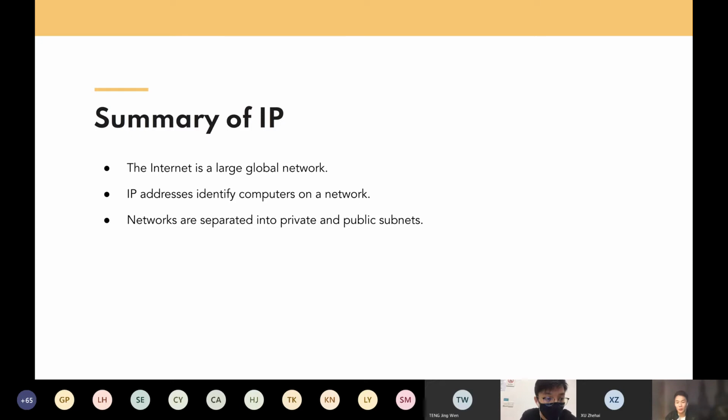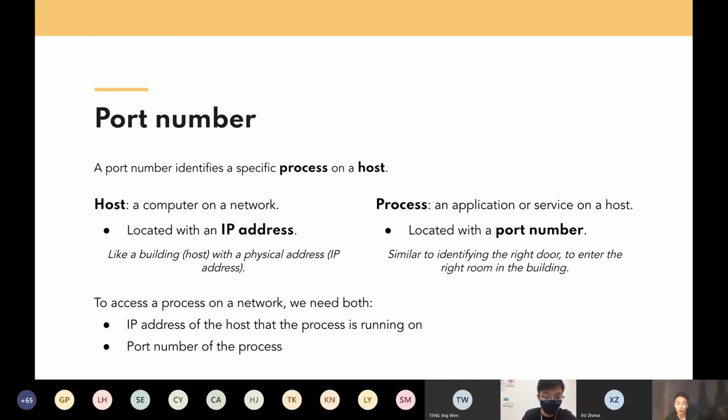And now that we have a way of finding devices on a network, we still need to find the programs that run on a computer, right? Because what's the point of connecting to Google's computer if you don't know where YouTube is running, or if you don't know where Gmail is running? Because one computer can run multiple services, we need to identify every service uniquely. To do so, we use a port number.